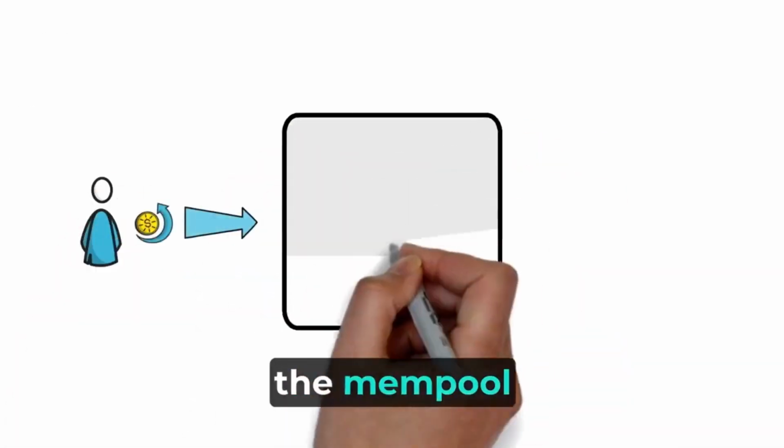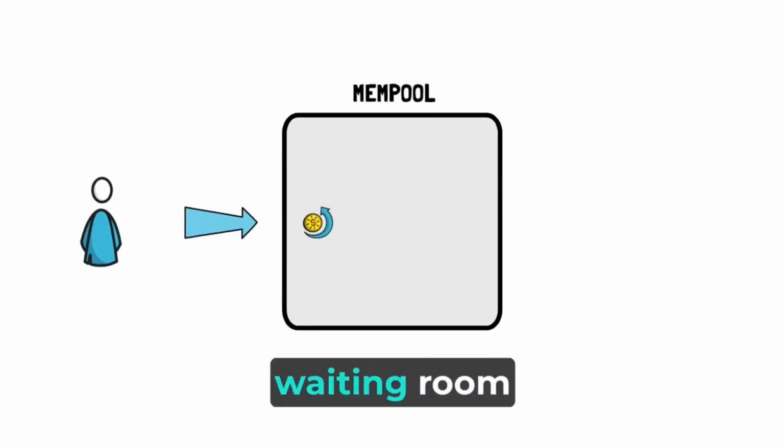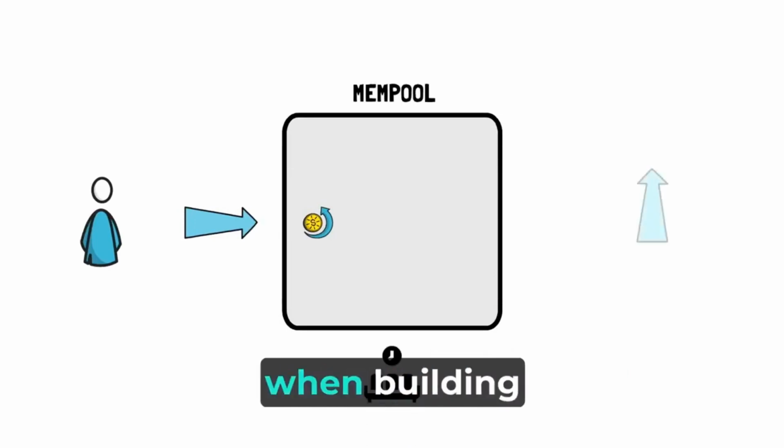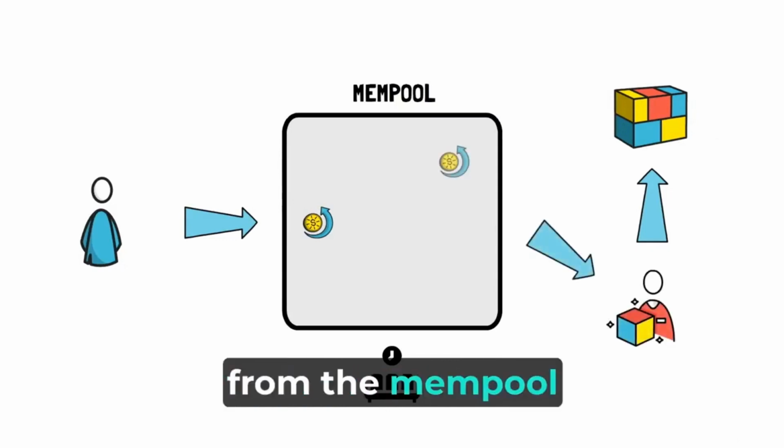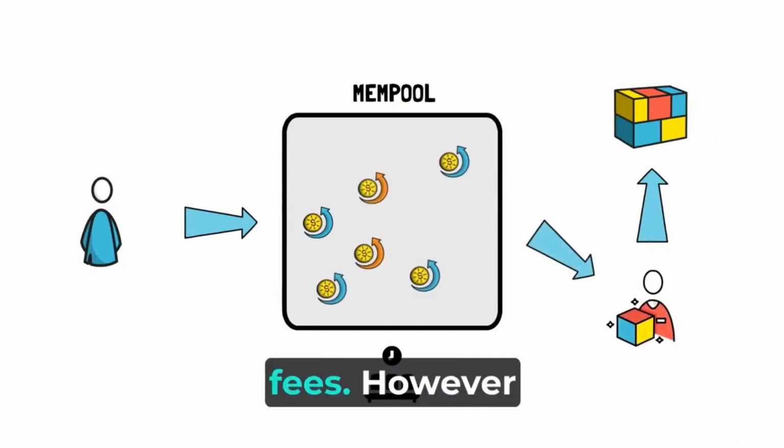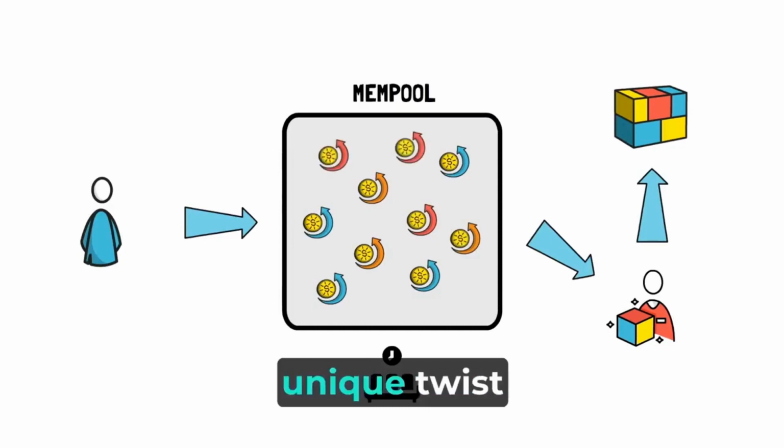At its core, when you initiate a transaction, it first enters the mempool. Think of the mempool as a waiting room for pending transactions. When building a new block, the block proposer can choose and prioritize transactions from the mempool based on their transaction fees. However, MEV introduces a unique twist.